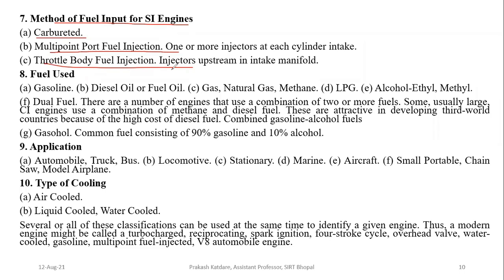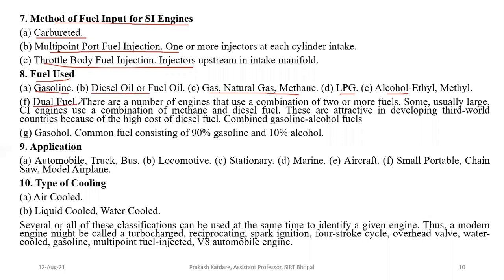Also in CI engine, there are some types which we will be seeing. Then you can classify the IC engine depending upon the fuel used. The most common are gasoline, diesel oil, gas, LPG, or you can also use alcohol. So they will be called alcohol engine. We can use ethanol or methanol as a fuel.